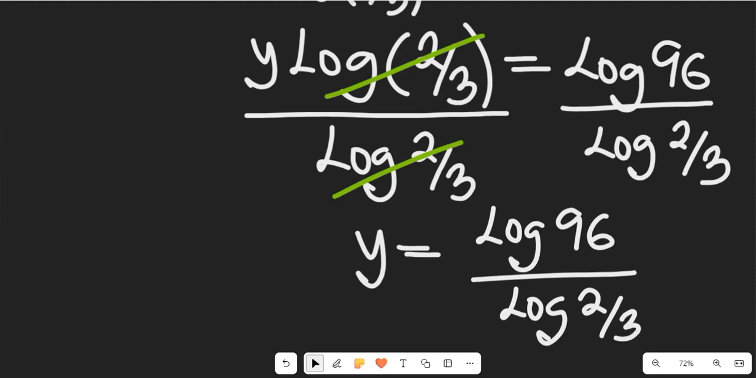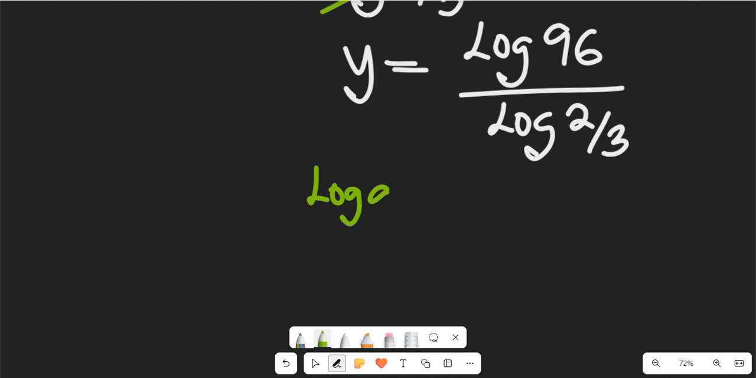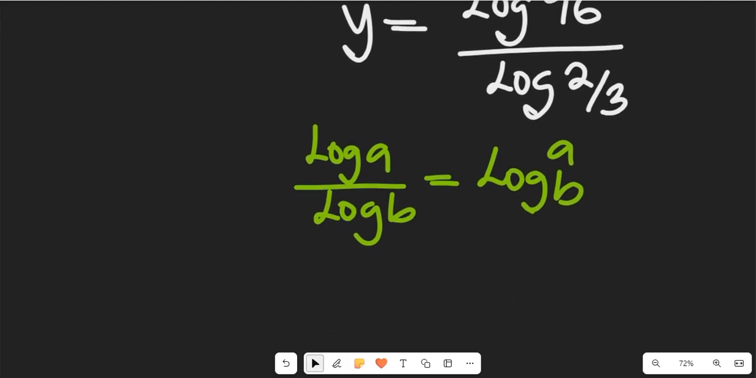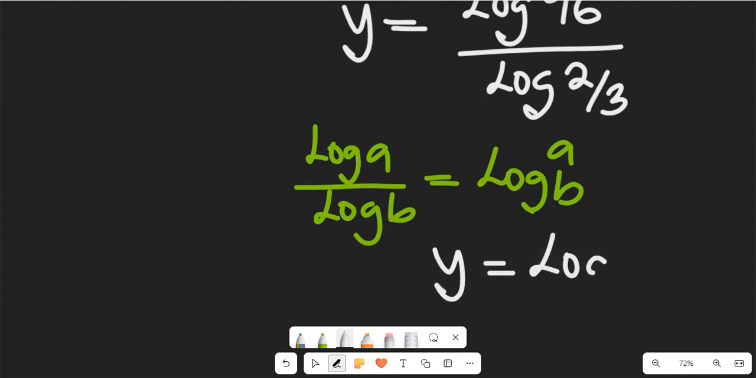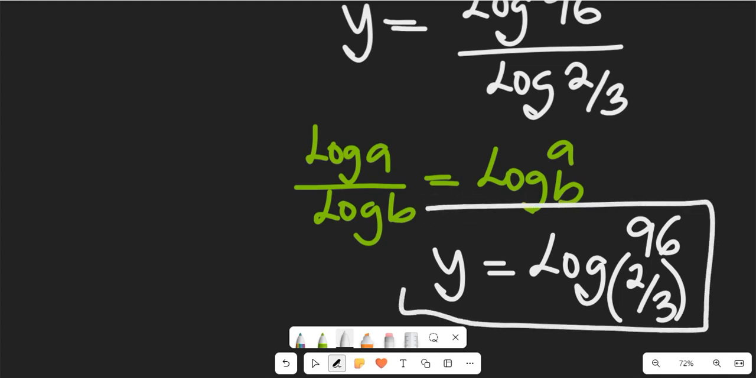So what do we have? We are going to have this as our solution, but we can simplify it further. Recall that if we have the log of a divided by the log of b, this can simply be equal to the log of a base b, right? So we can simplify that to give us the value of y to be equal to the log of 96 base 2 divided by 3, and that is the solution to that expression given to us.